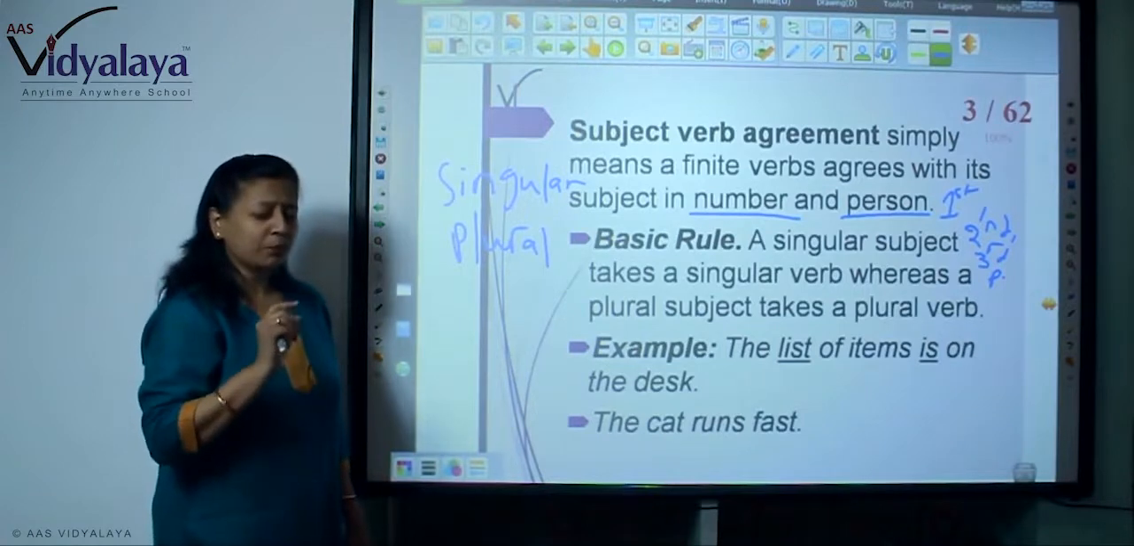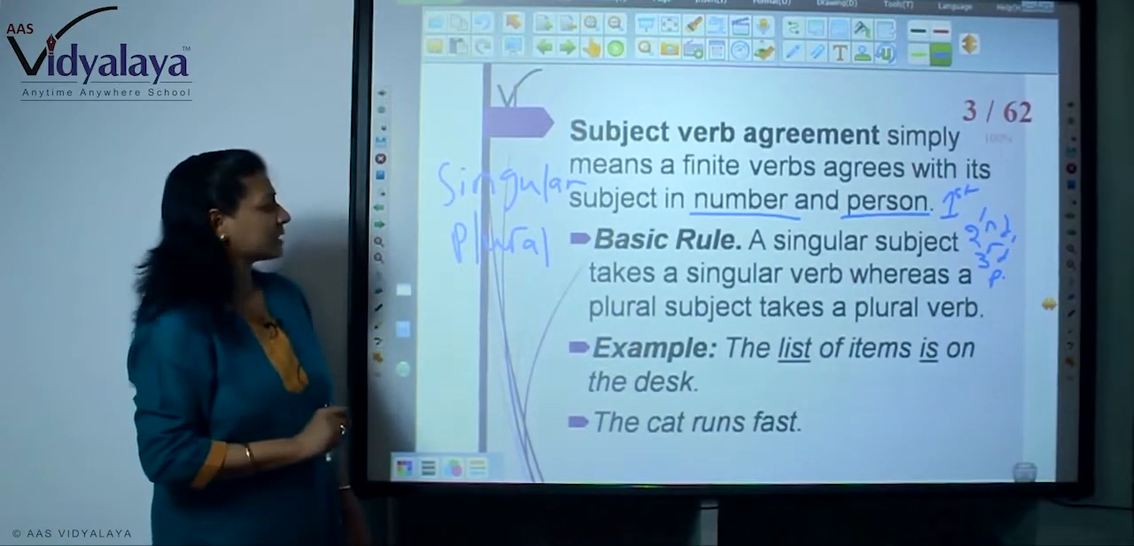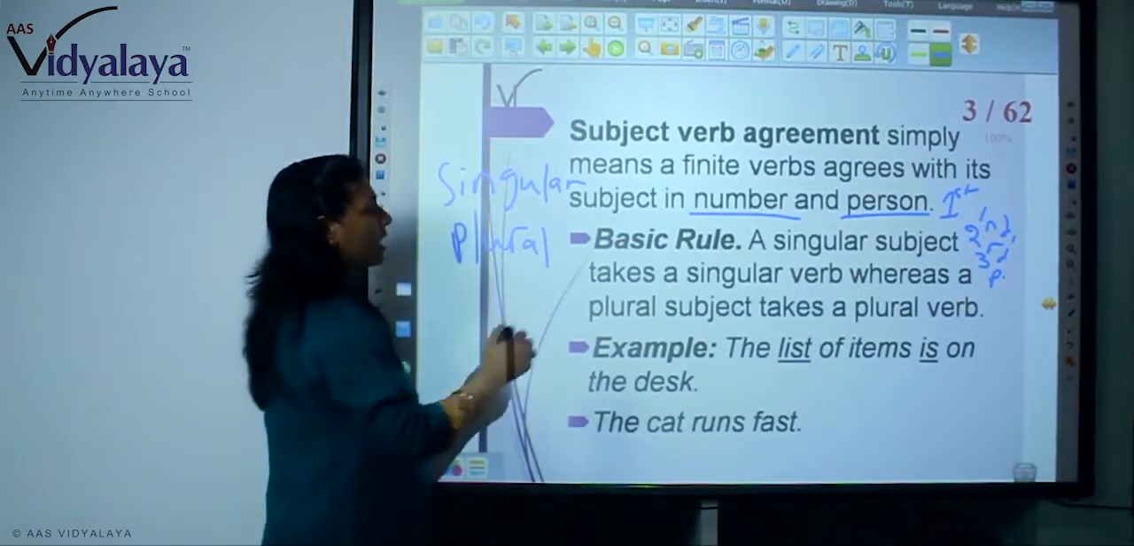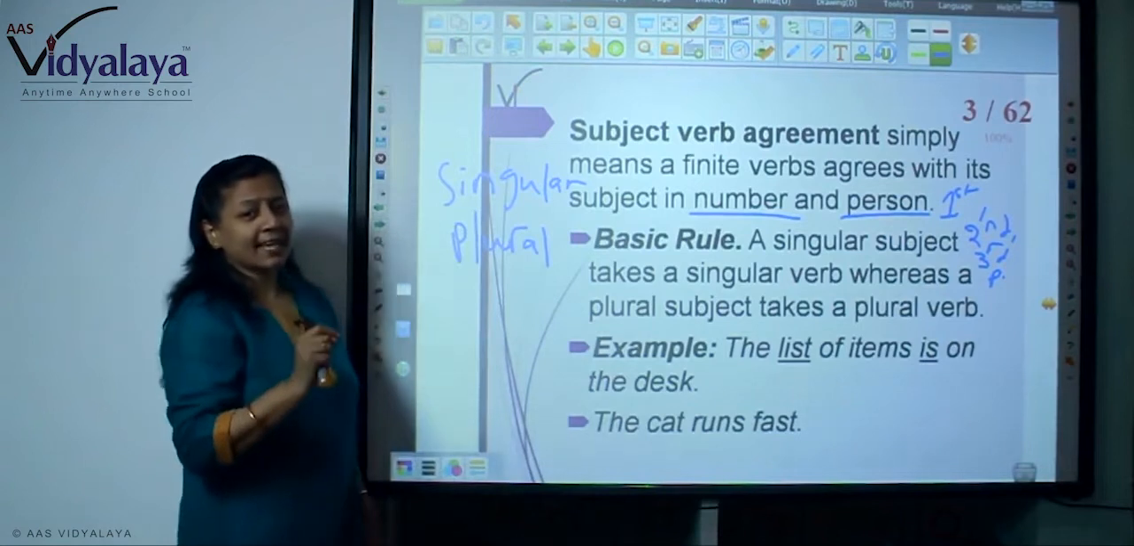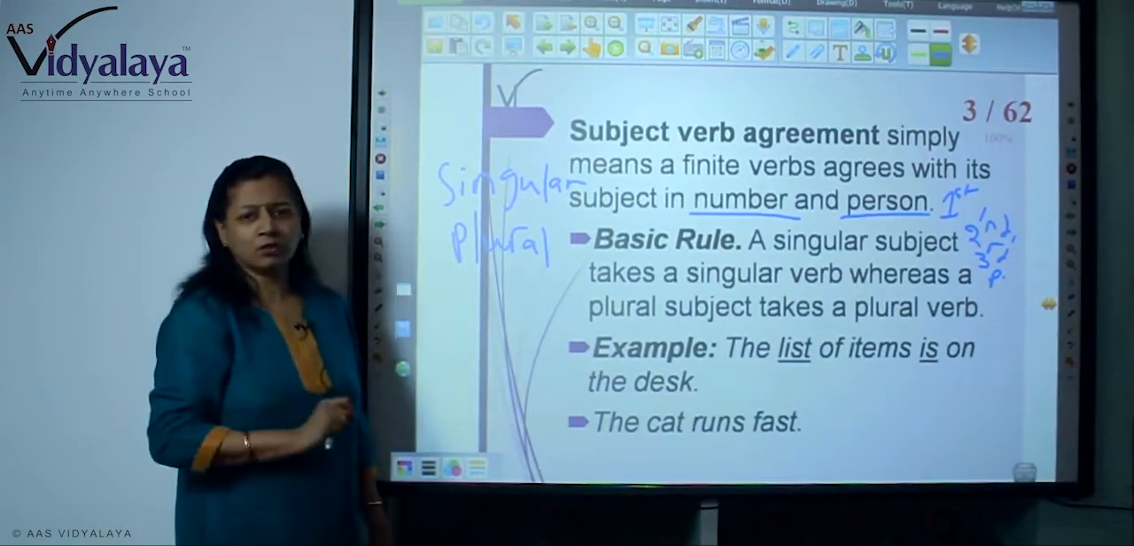So students, please be attentive in this class, and this is a very important class. Now, what is the basic rule? What is the basic rule? A singular subject takes a singular verb, right? And plural takes a plural verb.